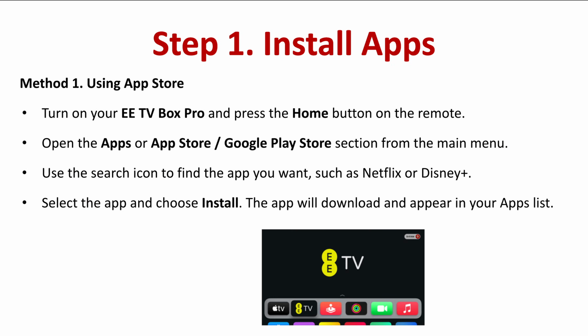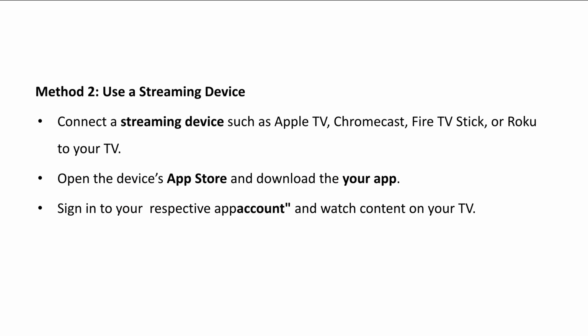Step 1 is using App Store. Turn on your EE Box Pro and press the home button on the remote. Open the Apps or App Store, Google Play Store section from the main menu. Use the search icon to find the app you want, such as Netflix or Disney Plus. Select the app and choose install. The app will download and appear in your app list.